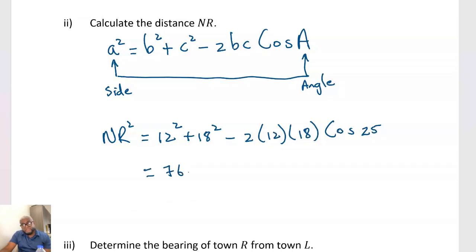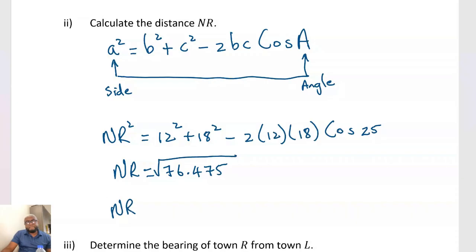76.475. Now it's okay if you do these parts of the questions with more than 2 decimal places, but when you write your answer, practice writing it to 2 decimal places unless stated otherwise. The opposite of squared is square root. So NR is equal to the square root of 76.475, which gives 8.744.